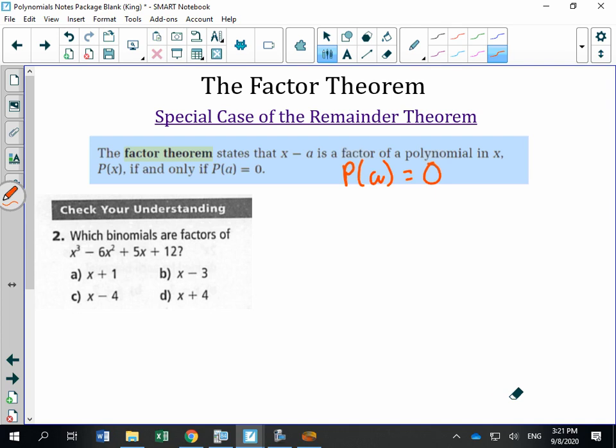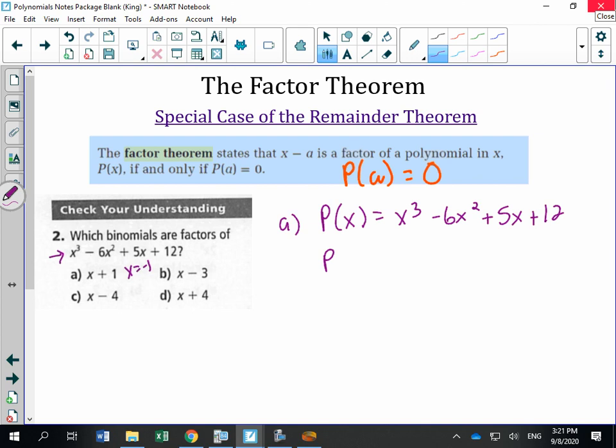Okay, so how are we going to do this? We know that this root is x is equal to negative 1. So for a, let's write our polynomial. P of x is equal to, and that's our polynomial right there. So x cubed minus 6x squared plus 5x plus 12. So we know that we are now figuring out our divisor is x plus 1. So our a value is negative 1, right? The root is negative 1. So that would be negative 1 cubed minus 6, negative 1 squared plus 5 times negative 1 plus 12.